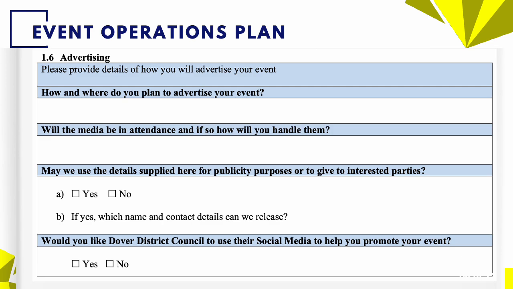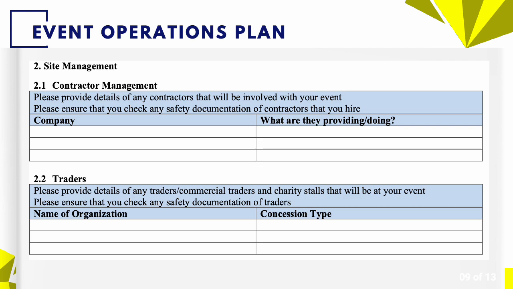Then we have 1.6, advertising. Please provide details of how you will advertise your event. How and where do you plan to advertise your event? Will the media be in attendance, and if so, how will you handle them? May we use the details supplied here for publicity purposes or to give to interested parties, yes or no? If yes, which name and contact details can be released? Would you like Dover District, for example, to use their social media to help you promote your event, yes or no?